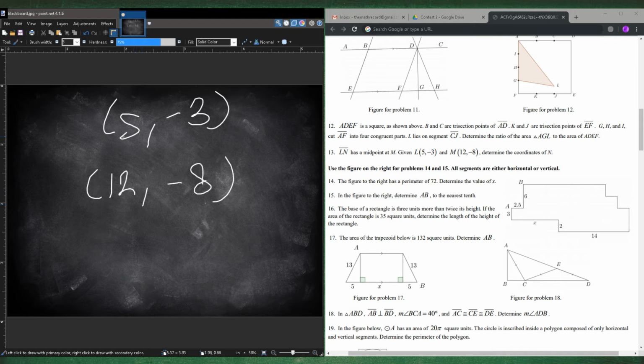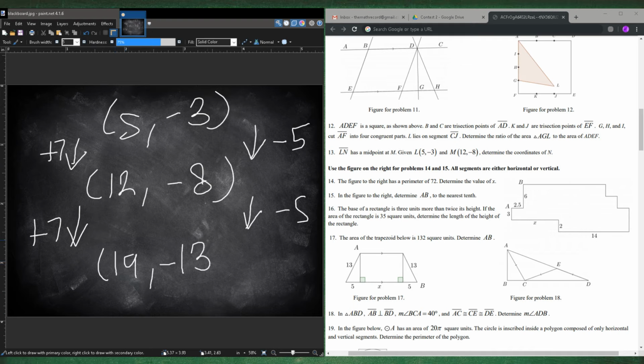So to get from 5 to 12, you just have to add 7. And from -3 to -8, you just have to subtract 5. So to get the other point, you do the exact same thing: you add 7 to the midpoint and subtract 5 from the midpoint. So you get 19, -13. So that's how you get it. 19, -13. That's the answer.